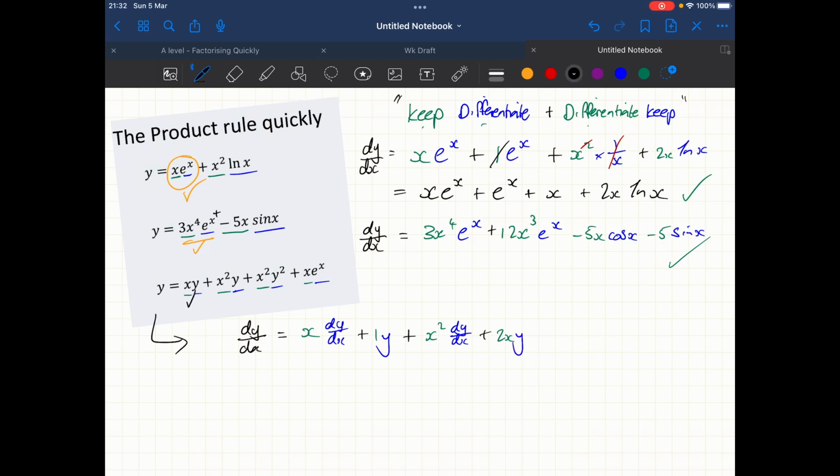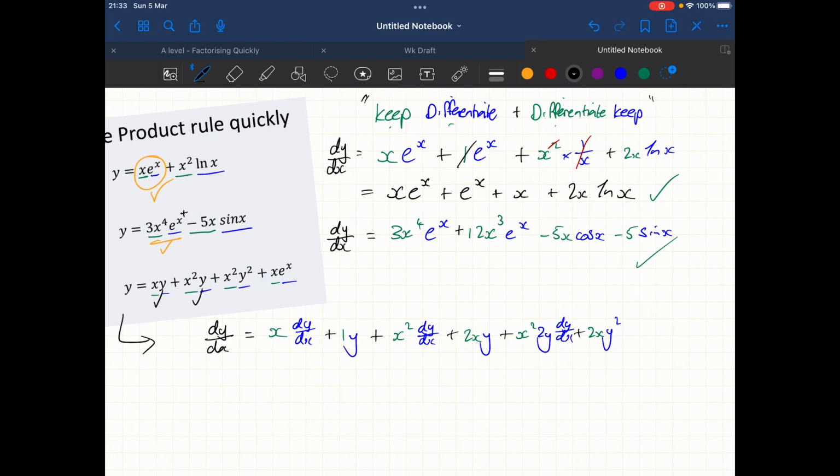Okay, so we've now done the first 2 terms. Let's keep going. X squared, we're going to keep that. And we're going to differentiate y squared, which is going to be 2y dy/dx. And now the other way around this time. So differentiate and keep, like so. Almost there. So keep, differentiate, it's going to be another x e to the x. And differentiate, keep. So differentiate, keep.